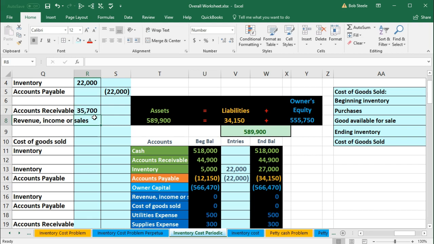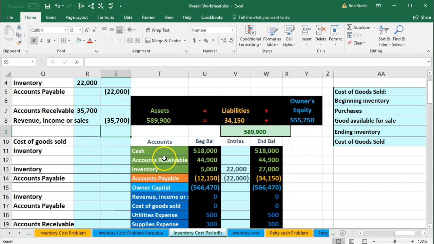35,700 is what people owe us for the inventory we sold and have not yet received payment for. We're going to have a credit to sales of the same amount. I want to put a negative number, therefore we're going to say negative of that number and enter. So there's the credit, there's the debit.